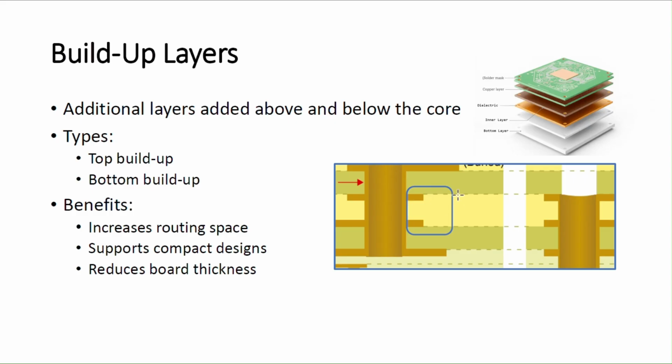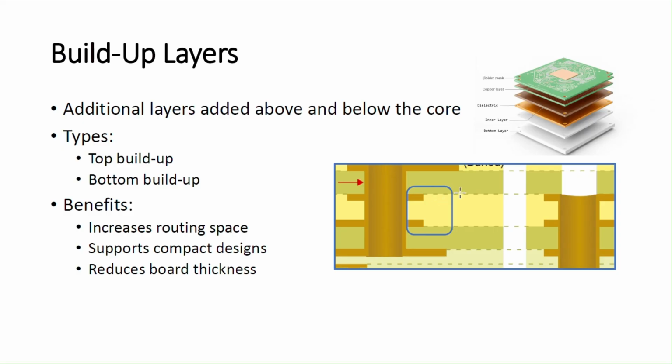Then the build-up layers. Here you can see the additional layer. This is a top layer copper. Inside you can see two additional layers, right? And this is the bottom layer. These inside conductive copper layers are called the build-up layers.